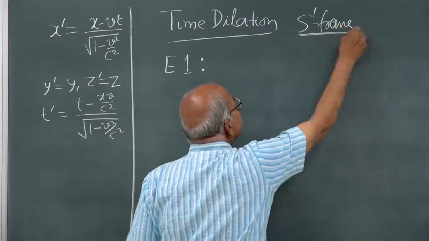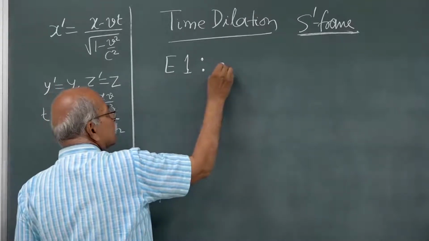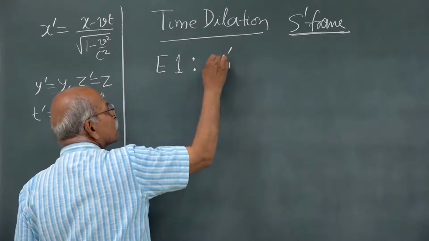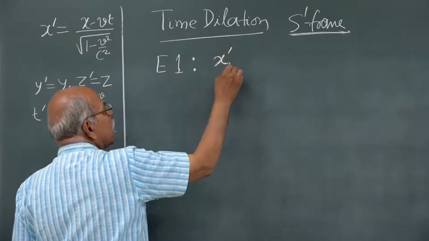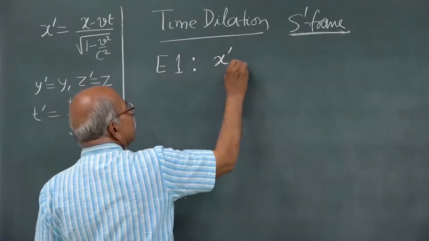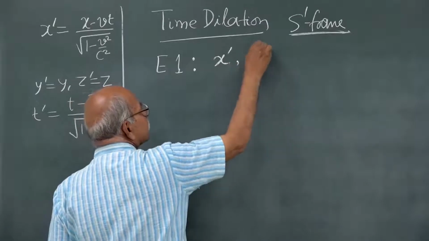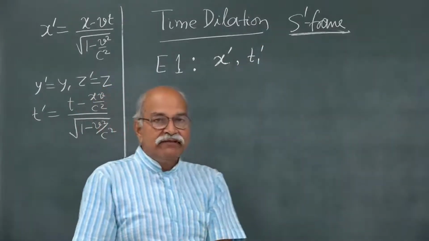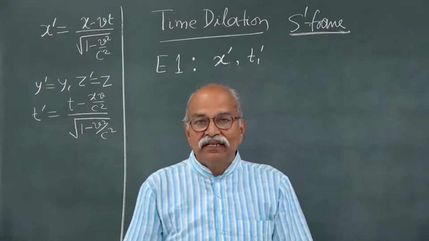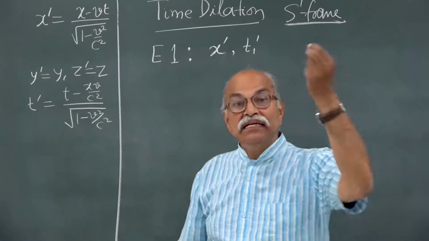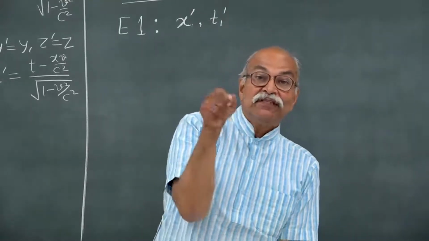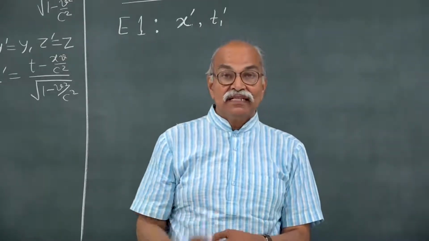So, in S prime frame, the first event has occurred at some position, say x prime, and when, at time t1 prime. Some event has taken place: some chalk has been broken here, or some particle has reached this position, or something has been measured at this particular time at this particular position. That is an event.